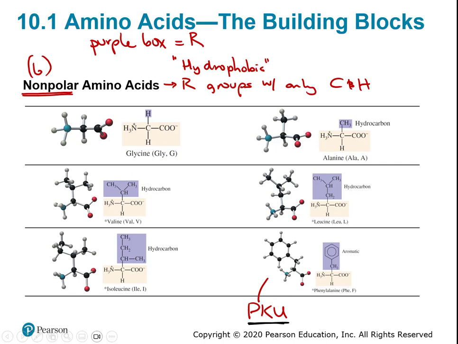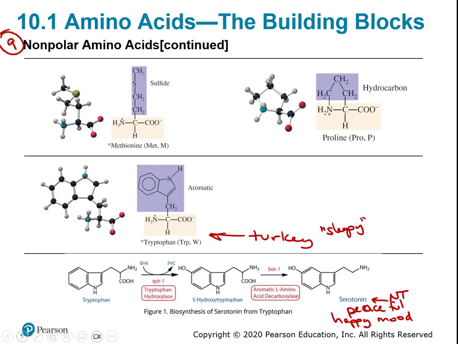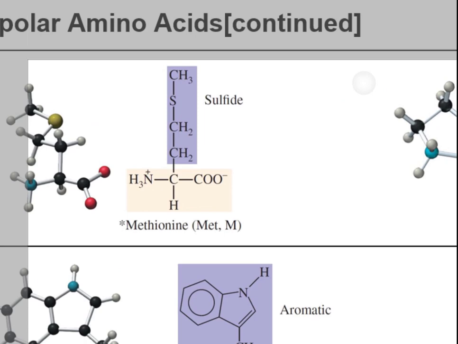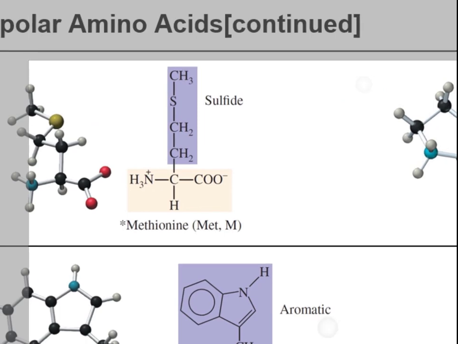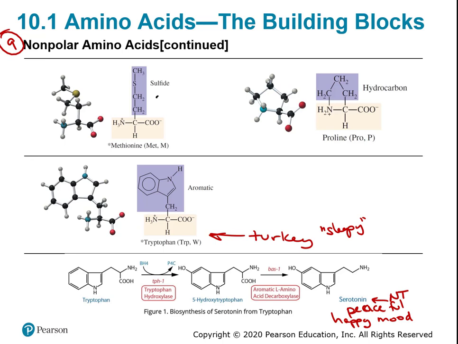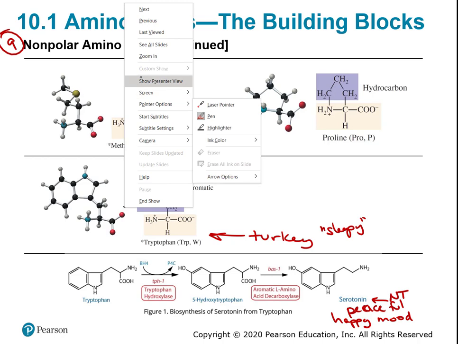But that one's the one that comes into play. Those are the nonpolars. Couple more. Looking at this one, methionine, I thought there was more than 6. There's actually 9. Looking at methionine, notice it's just carbon, but there's the sulfur. This is one of the sulfur-containing amino acids. Then there is tryptophan. Tryptophan's an interesting one because it's found in turkey.